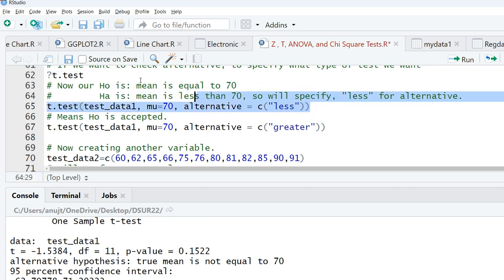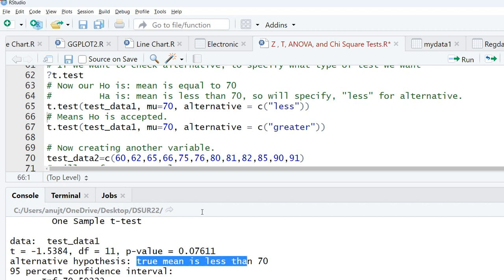This is the line of code, and if I run this, see the output. The alternative hypothesis is that the true mean is less than 70, but if we check the p-value, it is greater than 5%. Now it is 7%. It means our null hypothesis is accepted. What was our null hypothesis? The mean is equal to 70. So the mean is equal to 70 in this case as well. If you want to check greater than, you can put greater in the alternative.